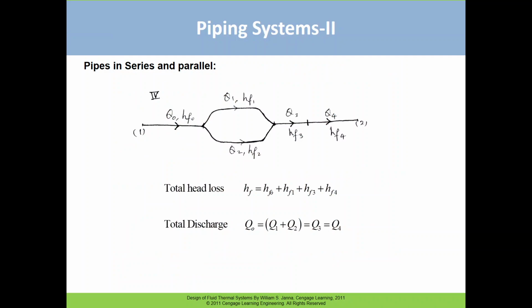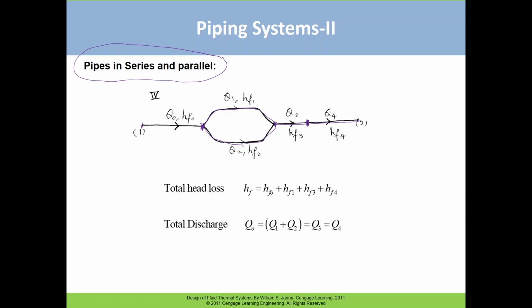Okay, now we will see how series and parallel connections behave. Here we have a pipe, which we indicate by 0. This is a piece of pipe, and then we have two parallel pipes, one going here and the other going here. These are the two parallel connections, and here they are meeting, and then we have another pipe here and another pipe here. This is pipe number 3, pipe number 4, this is pipe number 1, and this is pipe number 2.